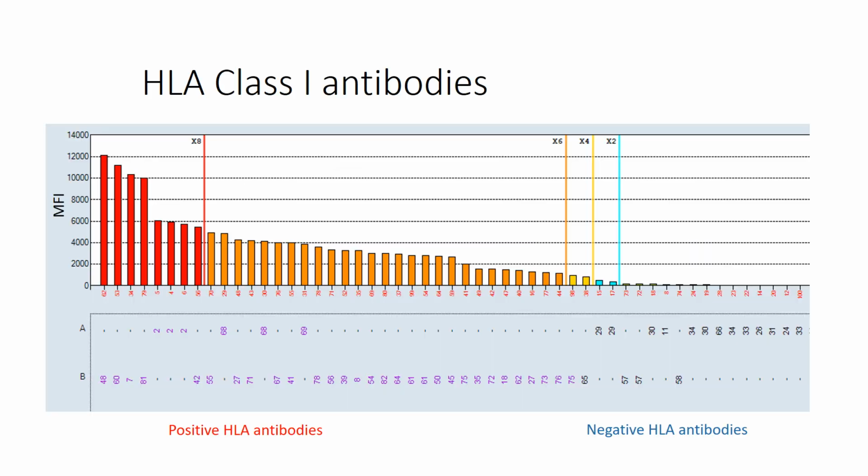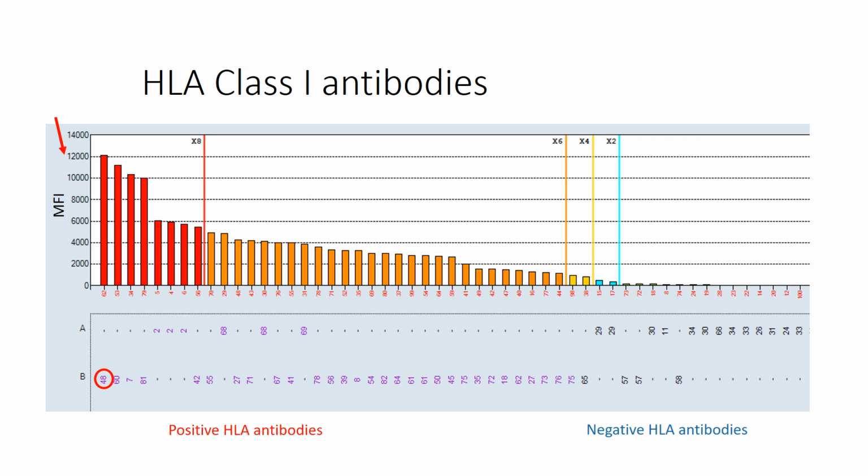Here is an example of a report that comes from the machine. We don't share this report with the physician, but I would like to point out some important things for the purpose of this presentation. So what you see in the y-axis is the mean fluorescence intensity, or the MFI, which measures the antibody strength. What you see in the x-axis is the HLA antibodies. You can see that the highest bar is at 12,000 MFI, and it represents the B48 antibodies.